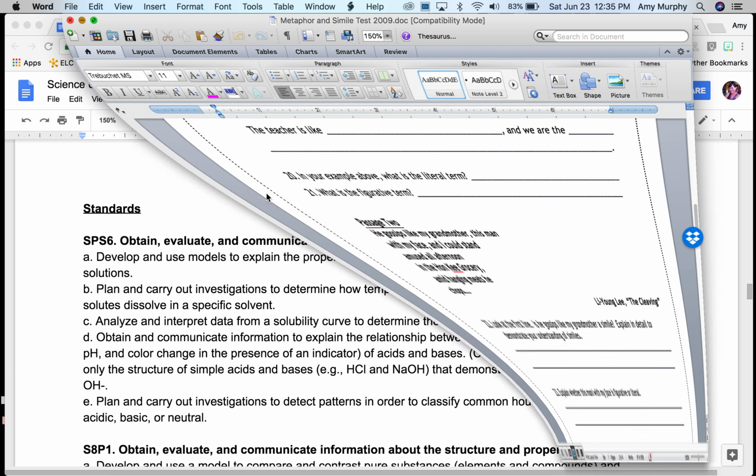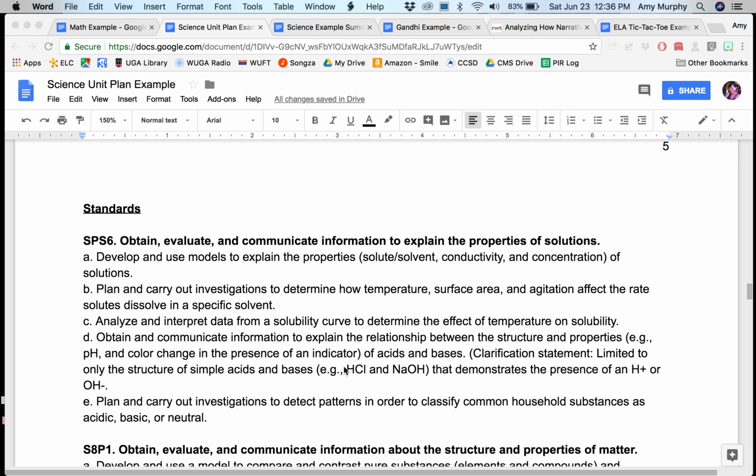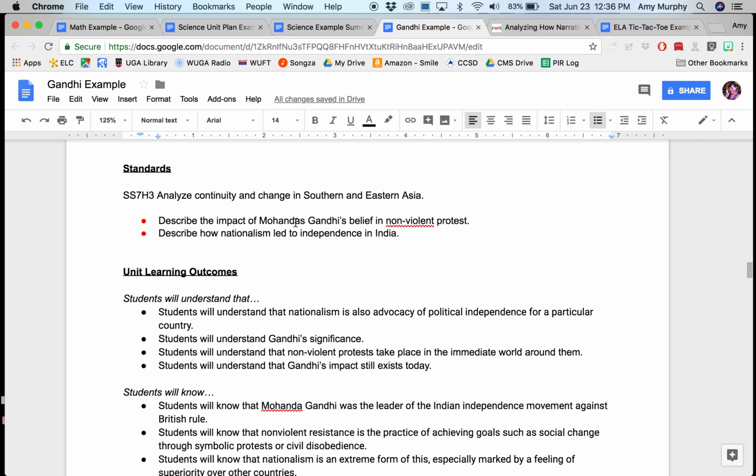All right, let's look at some not so hot examples of teachers identifying standards, unpacking them, and then coming up with assessments that don't really align with that. So here's an example from a student from last semester. The standard that she was going to be focusing on for this unit was to analyze continuity and change in Southern and Eastern Asia. And some of the subsections of that standard are to describe the impact of Gandhi's belief in nonviolent protest. So implicit in this, I believe, is the idea that the impact should be on Southern and Eastern Asia as well as the rest of the world.